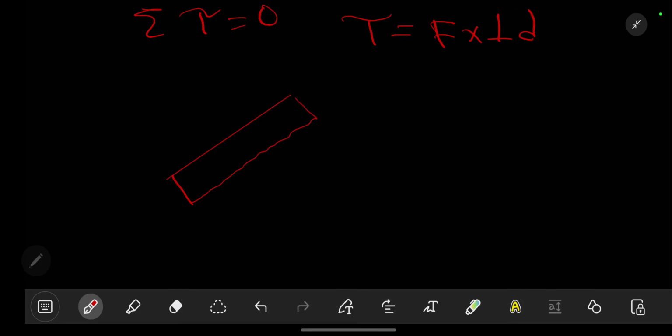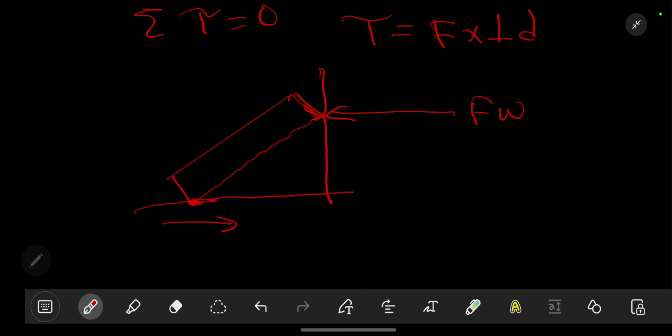Now we are going to take our pivot point to be the point at which the ladder is touching the ground. So we are going to have something like this. Remember, the forces that are there are the force from the wall, then the frictional force, like that. Then we have the normal force at the point of contact. The frictional force is at the point of contact as well.